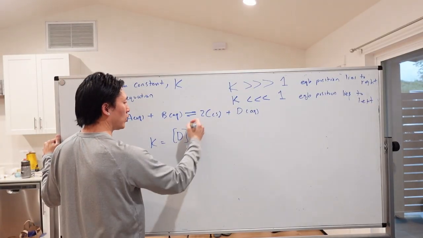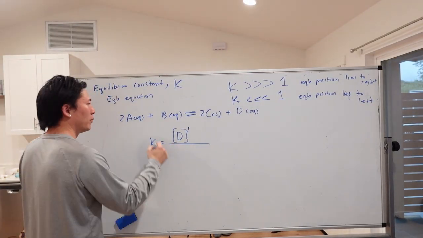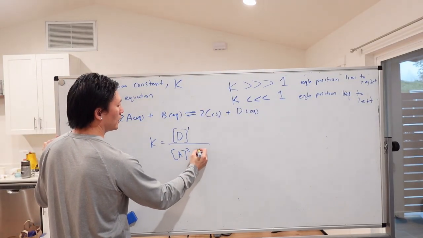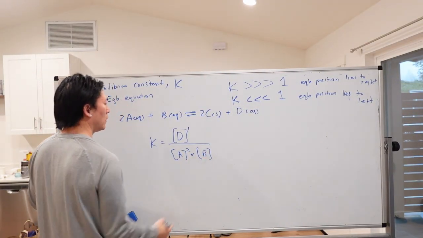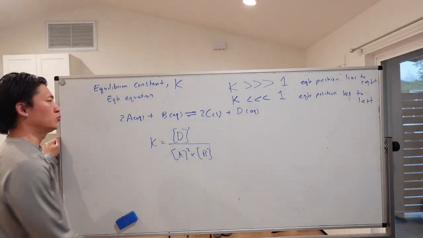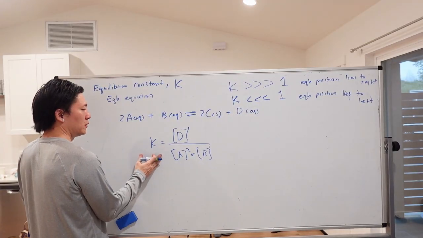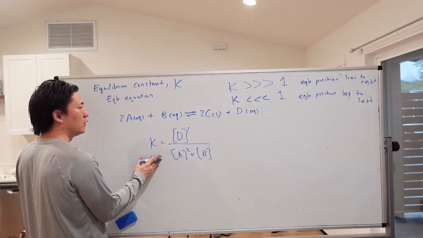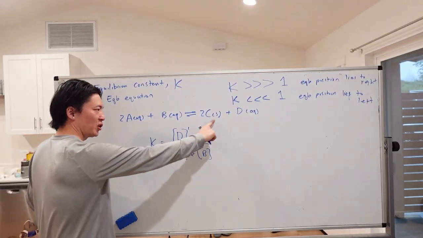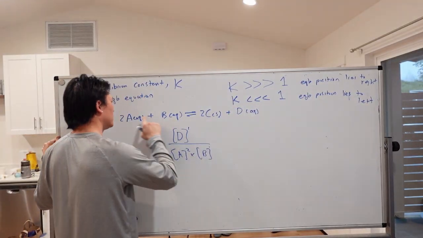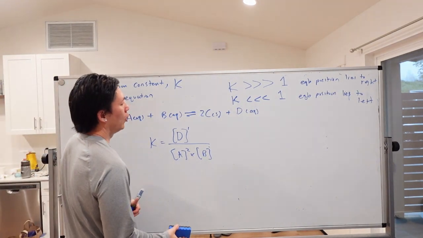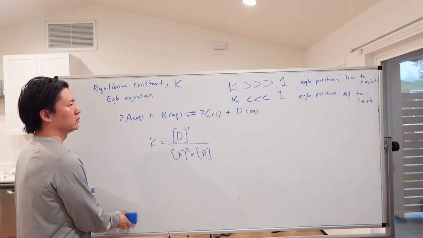Concentration of D raised to the 1 power divided by the concentration of A raised to the 2 power times B. And B is also to the 1 power. So this would be the equilibrium constant calculation for the equation up here. Notice that I do not include the solid, I only include aqueous. Only aqueous goes into these equations.